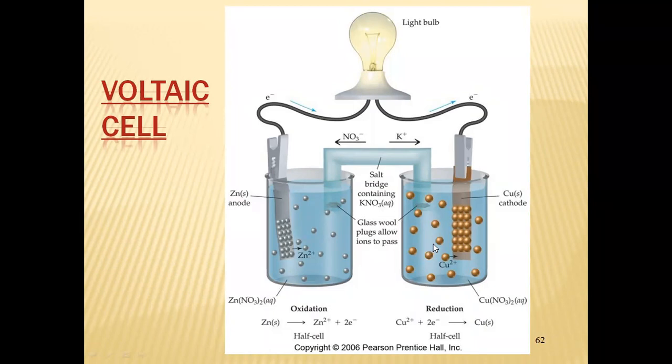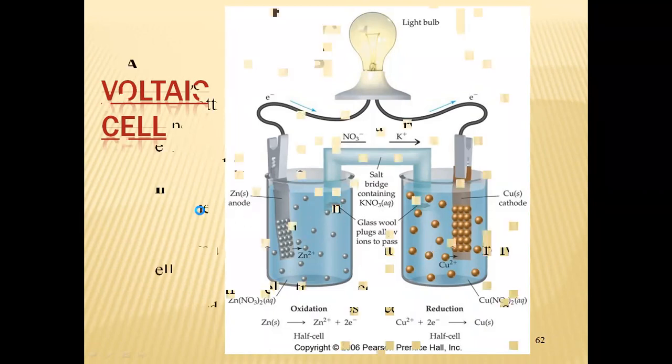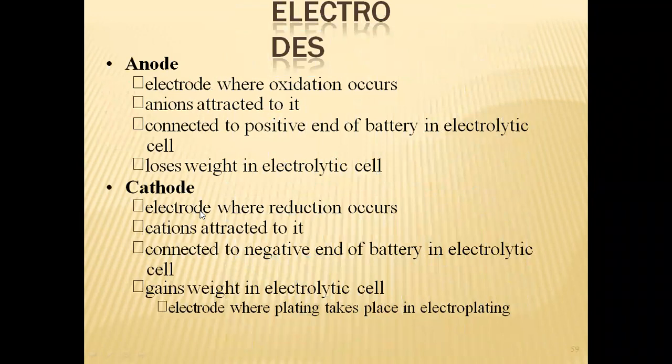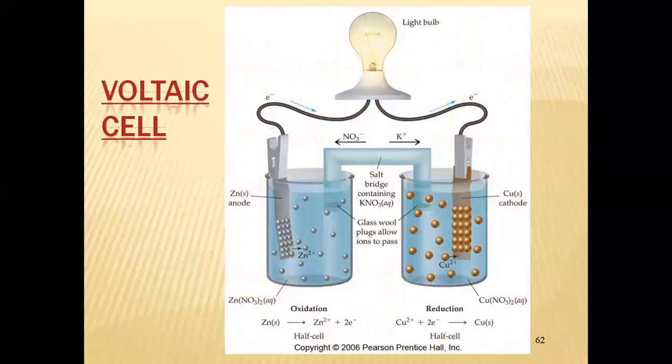Clear? So in the previous class, we have studied about anode and cathode. I have already explained this, that on the anode oxidation occurs, on the cathode reduction will occur. Clear? Your anode will connect to the positive terminal of the battery, and the cathode will connect to the negative terminal of the battery.